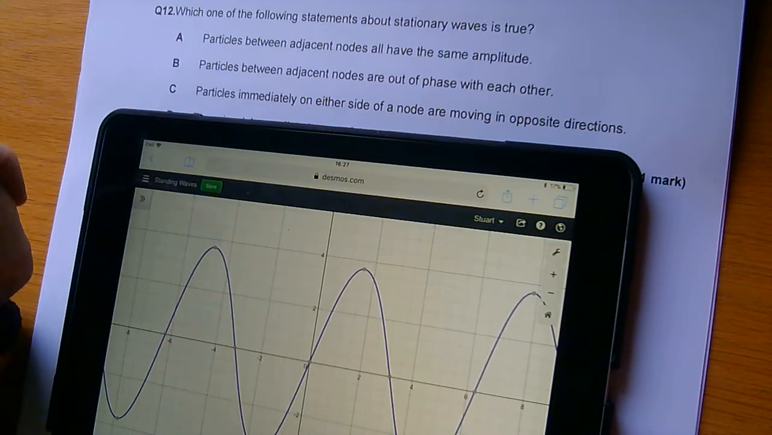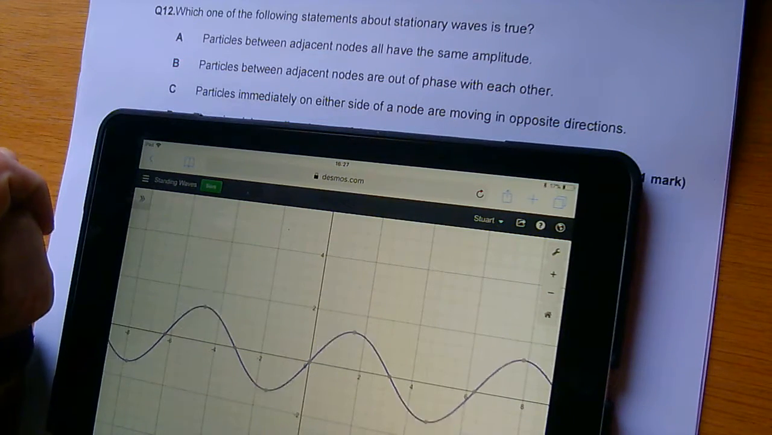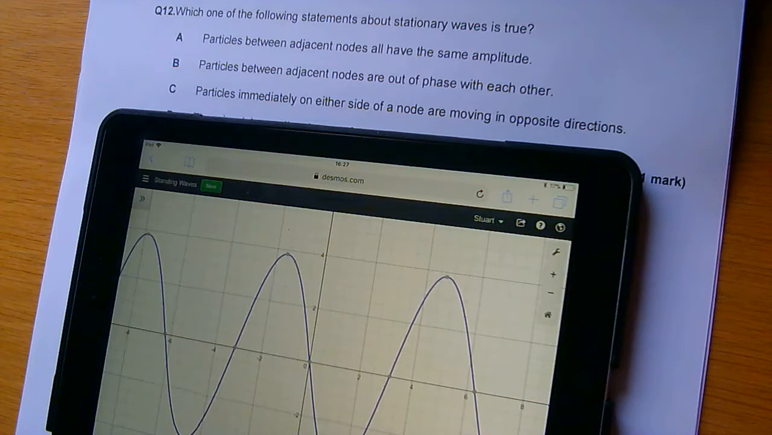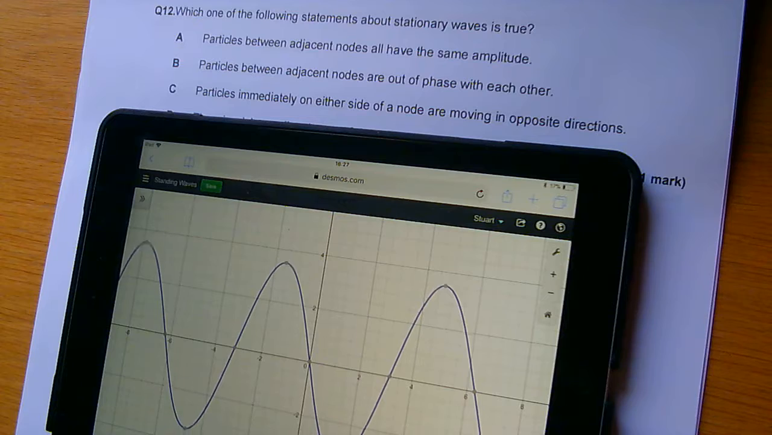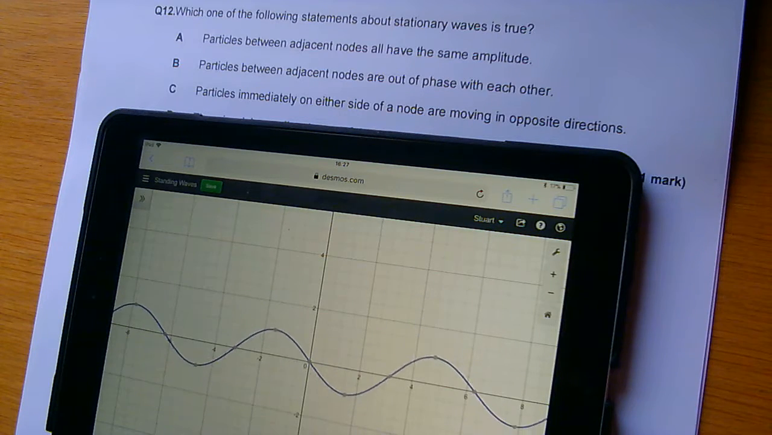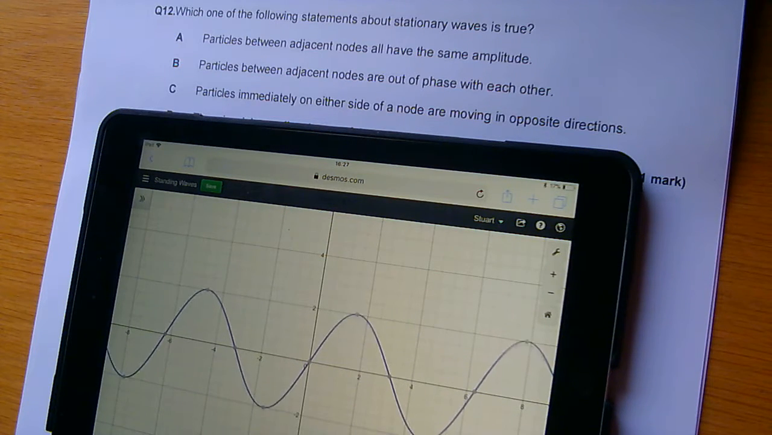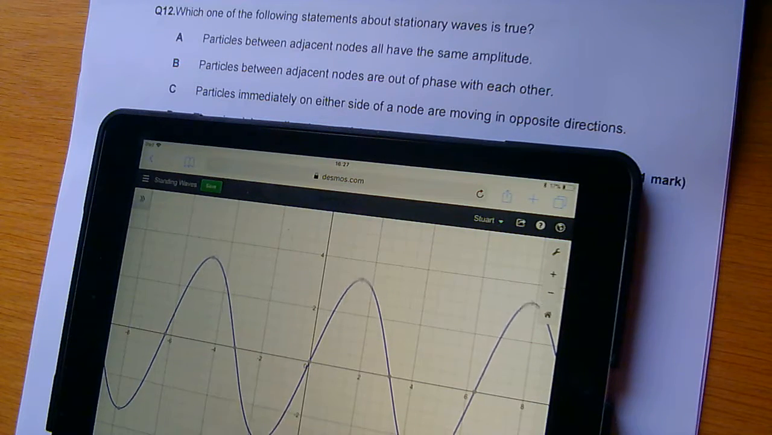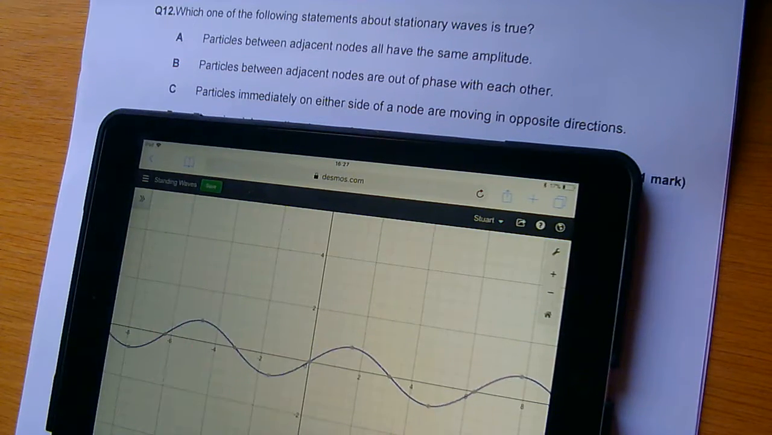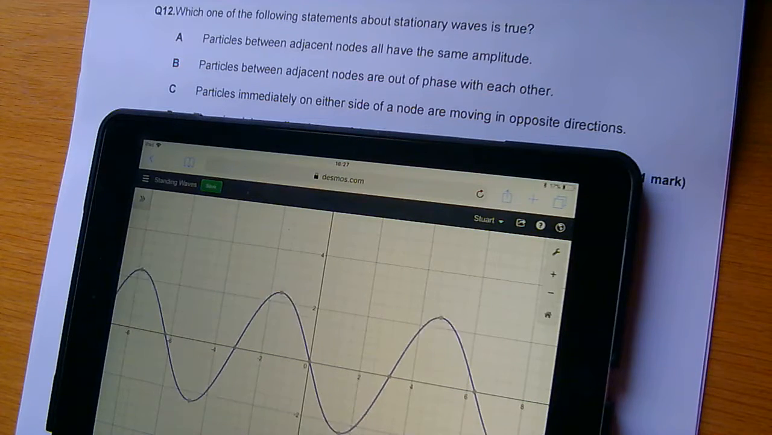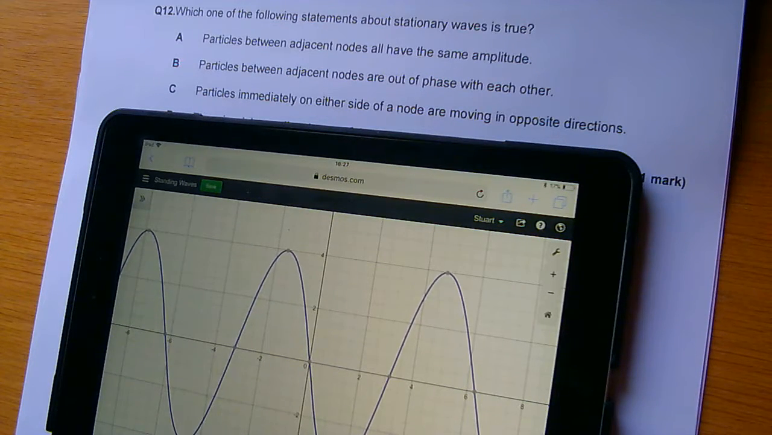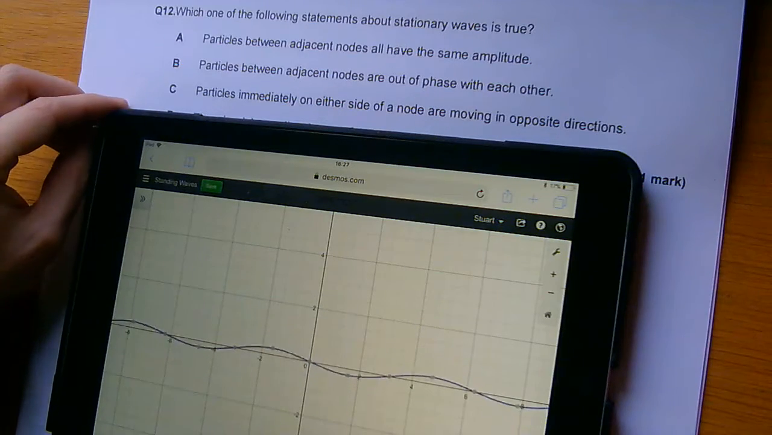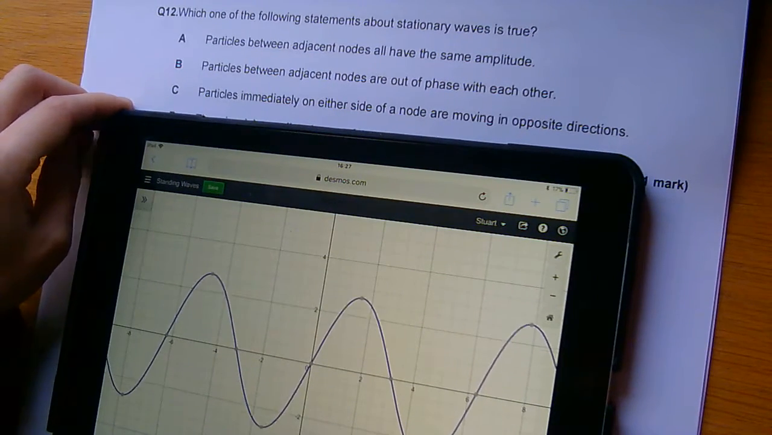You may remember the general rule that if you've got two particles and they're either between adjacent nodes or there is an even number of nodes in between them, then they are always going to be in phase, and if there's an odd number of nodes in between them, they're out of phase. So if both of them are between the same adjacent nodes, they are going to be in phase. Can't be B.